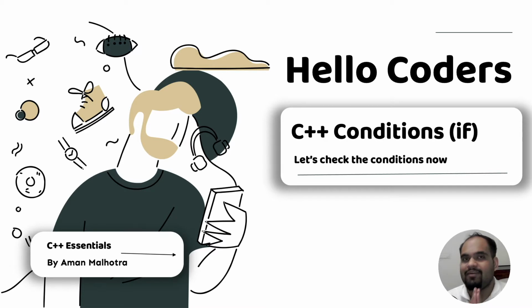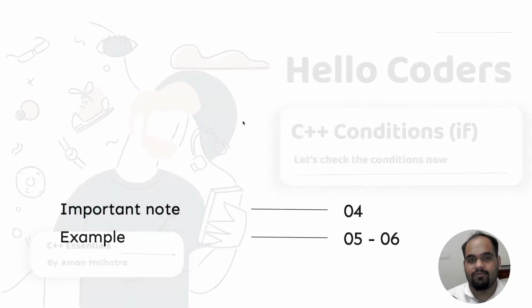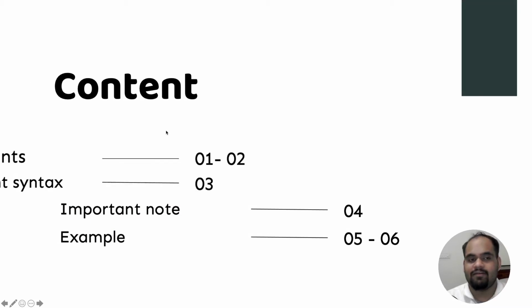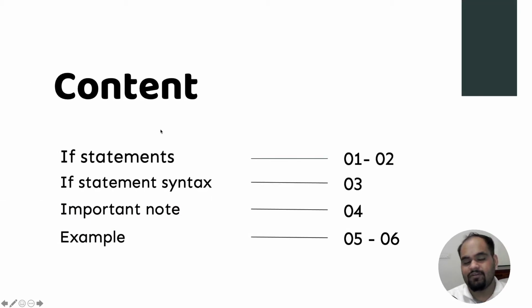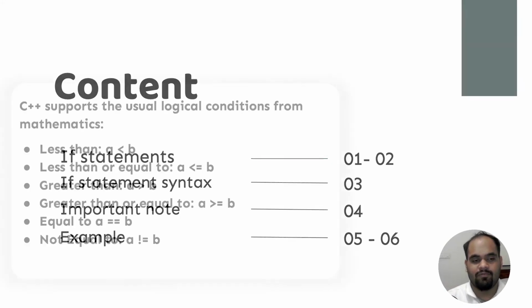We're going to talk about conditions in this video. We're going to see what all conditions there are, and we're going to talk specifically about the if condition. Okay, so it's going to be very interesting. We have the contents like these. So what is an if statement? What is the if statement syntax, and an important note for that? And then we'll follow with an example.